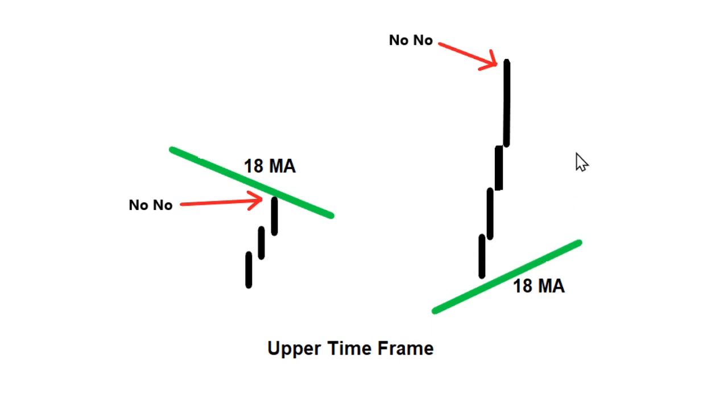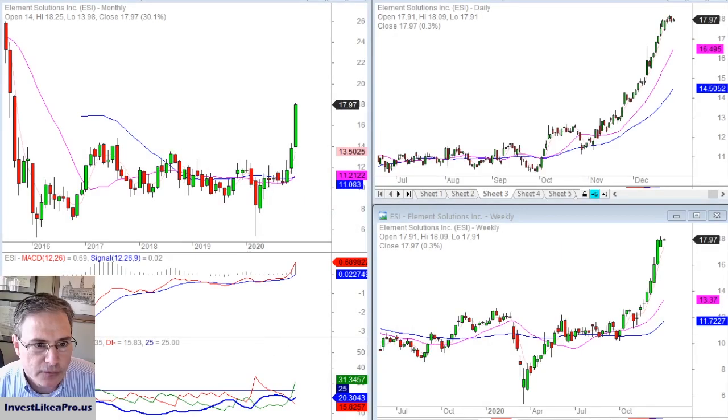You don't want to be too picky about this. I'm just looking for a climax move. If you have a climax move away from the 18-month, or if you're running right into the 18-month moving average, those are the two keys I think you want to be on the lookout for on your upper time frame. So let's go to the first example.